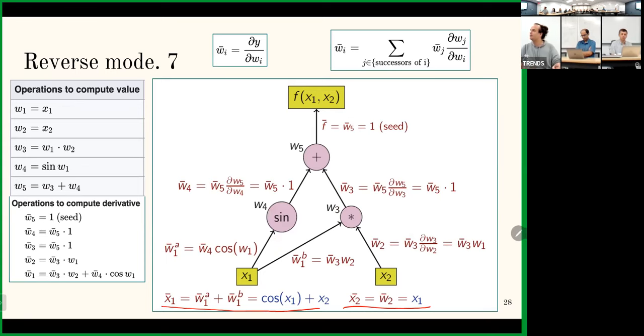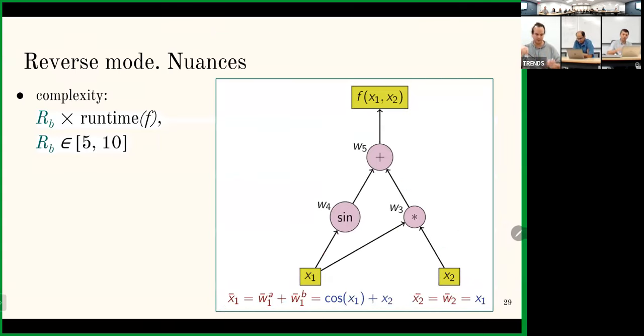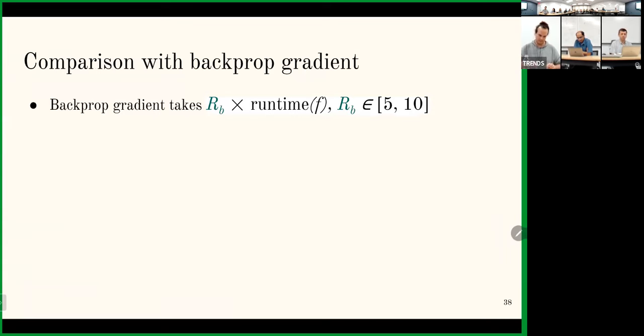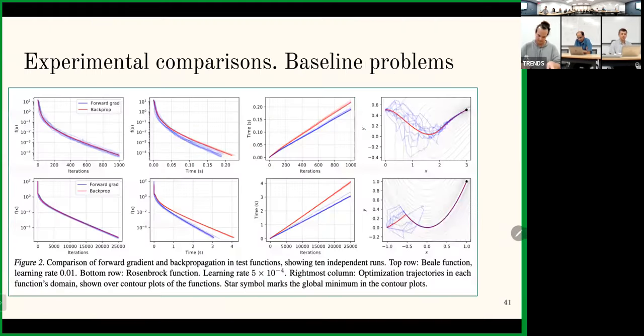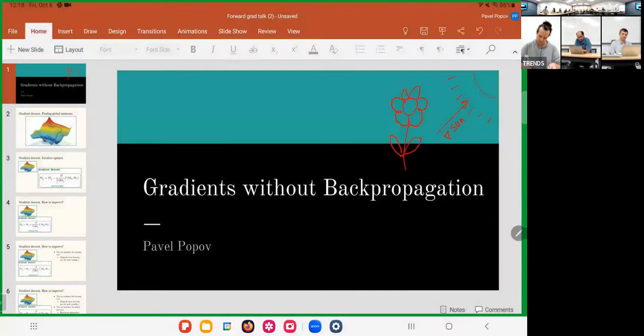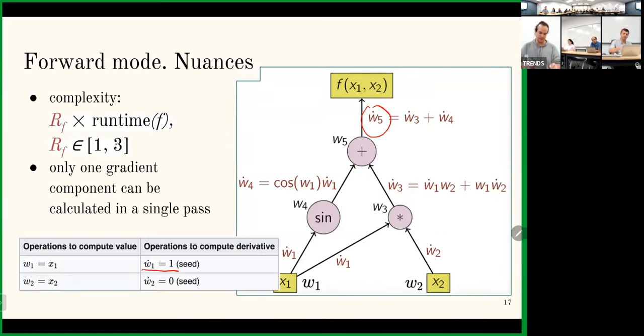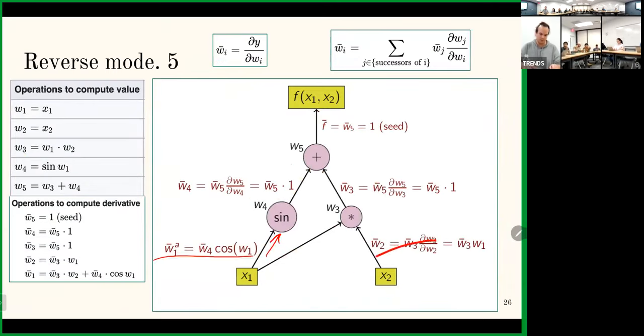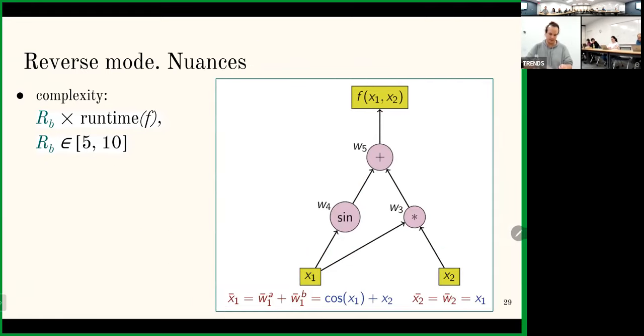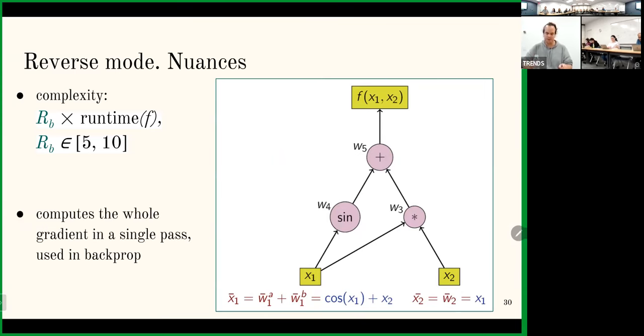So as you can see, in the reverse mode we managed to calculate both the value of the function and all the gradients of our function with respect to all variables. This is nice. The complexity of the reverse mode compared to the forward mode is greater. It takes more time to calculate, around 5 to 10 times the runtime. But as you have seen, we managed to calculate the full gradient in a single pass. So that is really nice. This is actually the technique used to calculate the updates in backpropagation. I'm not sure, maybe they are even the same thing.